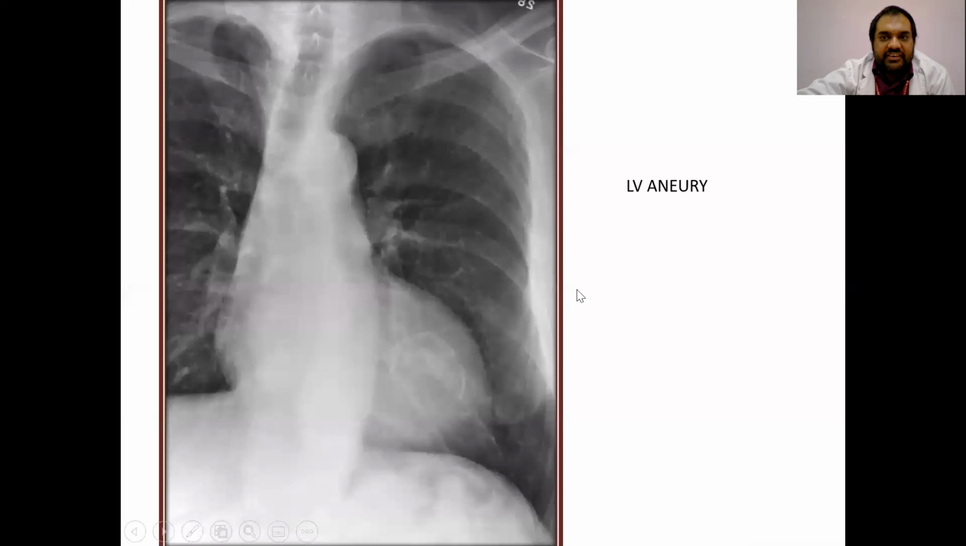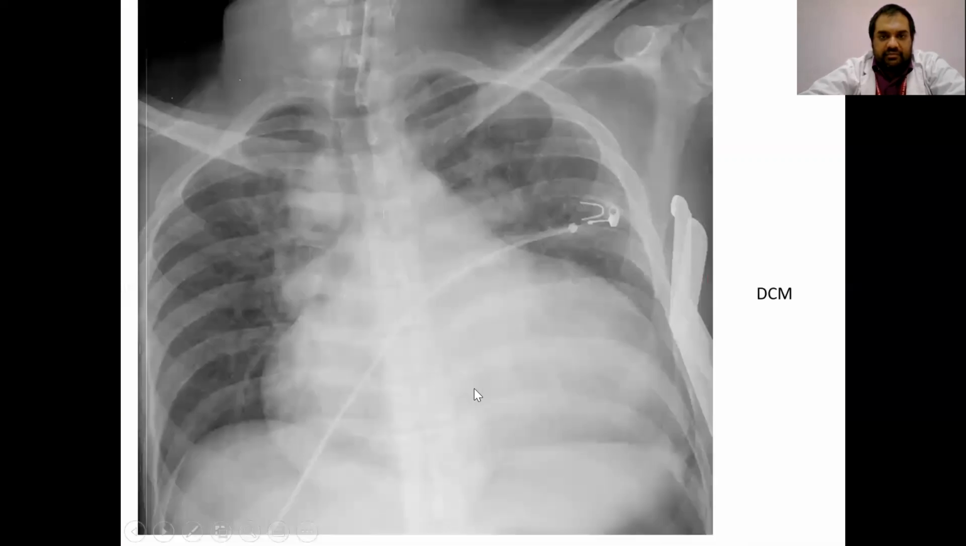And this X-ray is showing the left ventricular aneurysm. And this is a frontal chest radiograph showing the various interstitial markings in both the lung fields and massive cardiomegaly, which gives rise to the features of dilated cardiomyopathy. The next step in the management is to do the echo if possible.